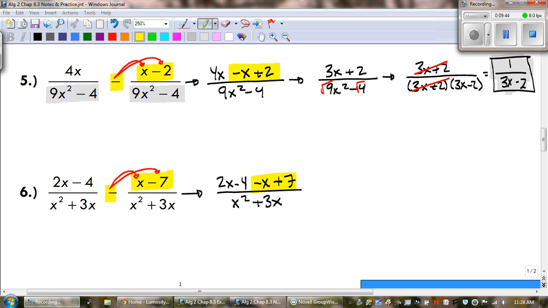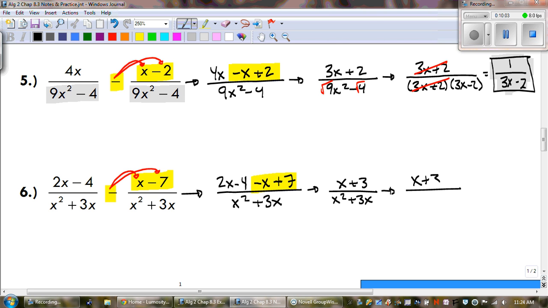Just make sure that was your first step. Now when we combine like terms, we get x plus 3 on top, and on the bottom, x squared plus 3x. At the top, there's nothing we can do, but on the bottom, we can factor out the x, and we're left with x plus 3, and those cancel out. Our final answer, it's not x, it's 1 over x. So just be careful about that.